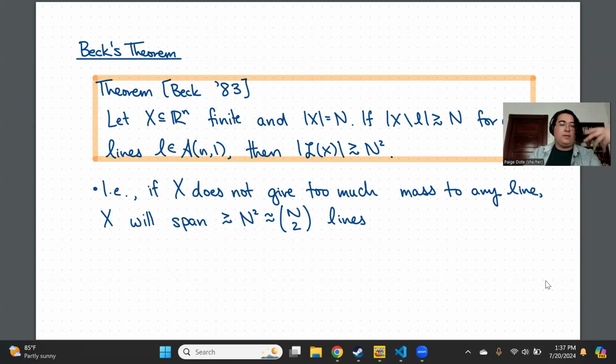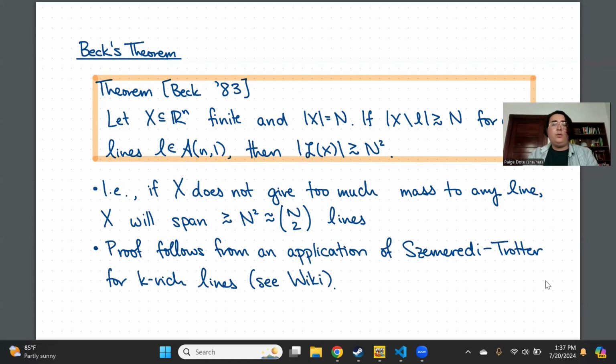Because if X doesn't give too much mass to any particular line, i.e. it's somewhat random, then we should hope that X will span about n choose 2, or n squared, many lines. The proof of Beck's theorem follows from an application of Szemerédi–Trotter for k-rich lines, and this is available on Wikipedia. I think the proof is very elegant, and it's very interesting to see how these two are related, but for our purposes, we'll just leave it there for now.